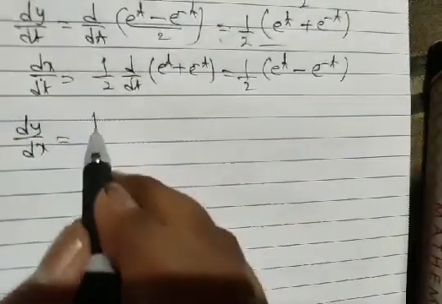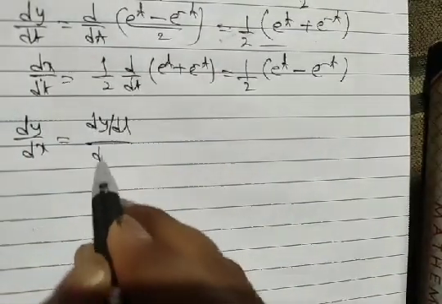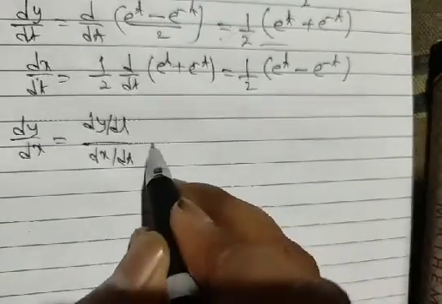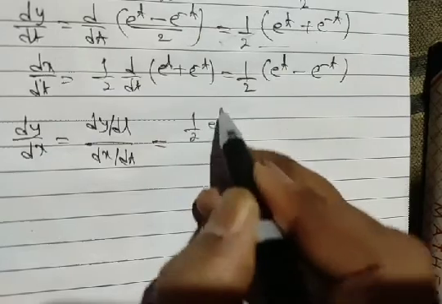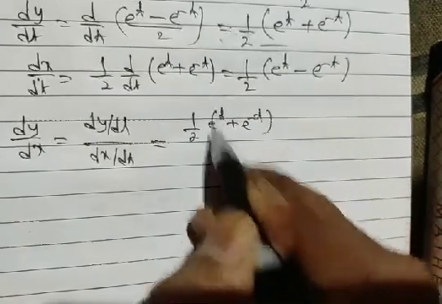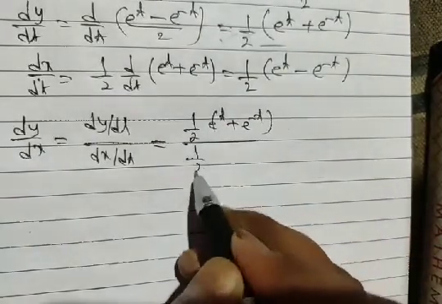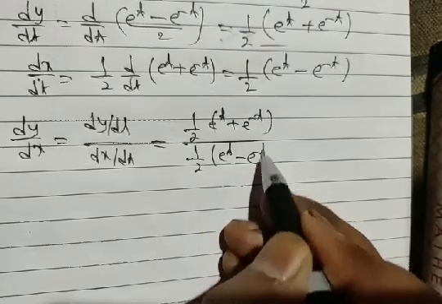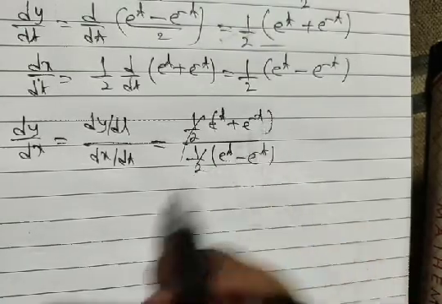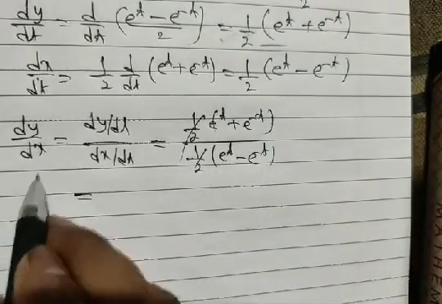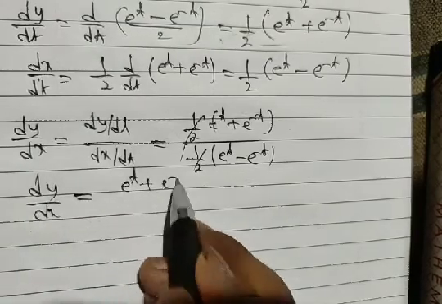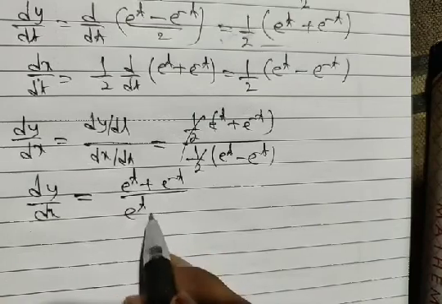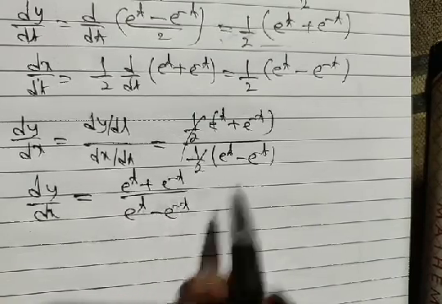dy/dt and dx/dt. Now we have x = 1/2 (e^t + e^(-t)), and dx/dt is 1/2 (e^t - e^(-t)). The 1/2 is cancelled. Now our dy/dx is (e^t + e^(-t)) / (e^t - e^(-t)).